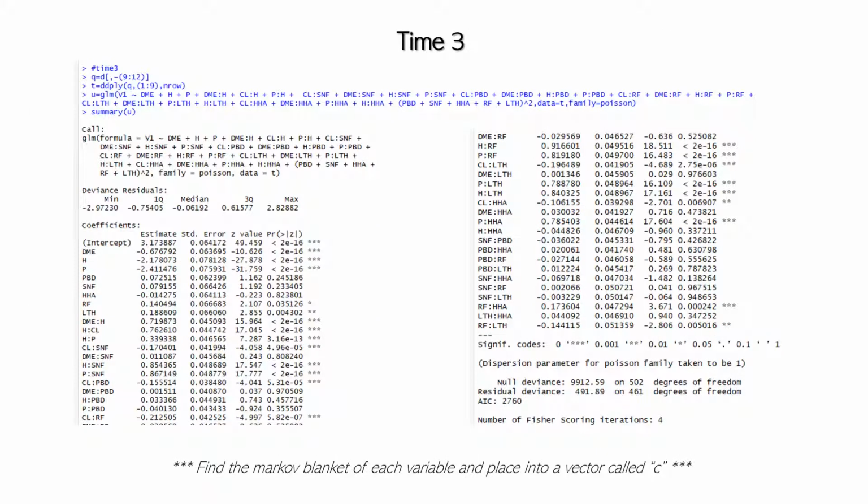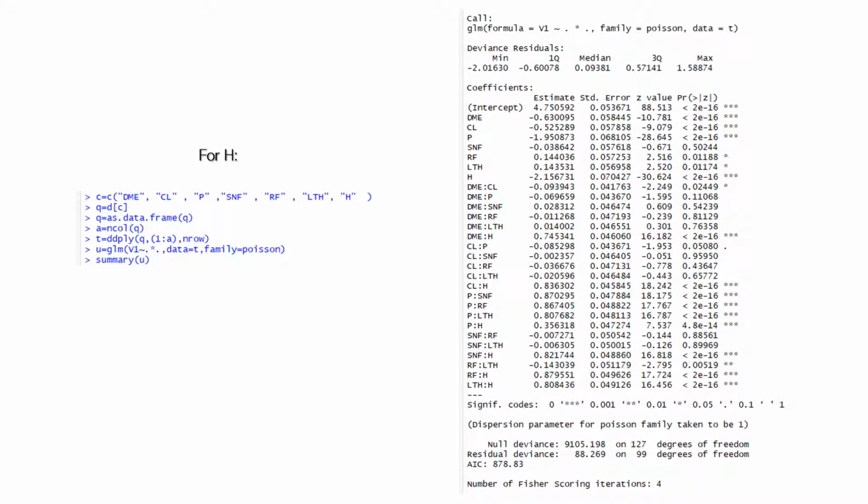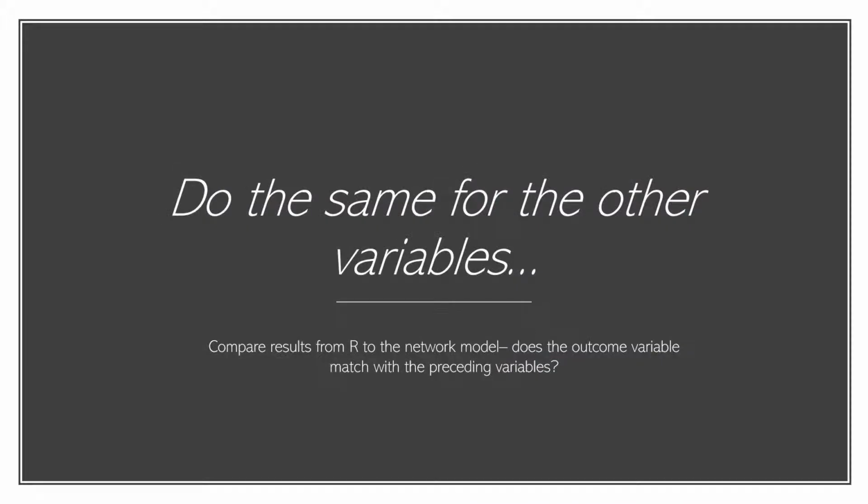Since we are getting to time 3 where there are outcome variables and their preceding variables may or may not have a direct relationship, from this equation we are finding the Markov blanket of each variable and placing them into a vector called C. And this is shown on this slide. Now do the same for all the other variables. Compare results from R to the network model. Does the outcome variable match with the preceding variables?